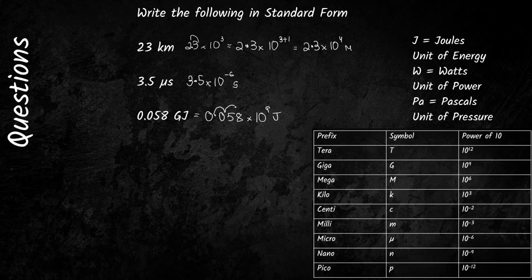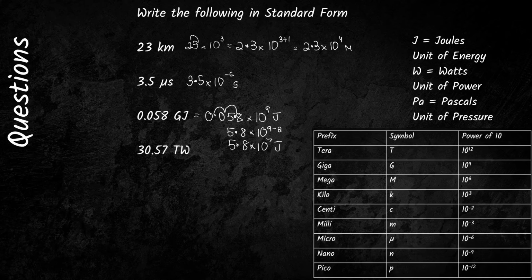So 1, 2. Now this becomes 5.8. We have one digit to the left of the decimal place, so we're good. Moving the decimal place to the right means I've got to subtract from the power of 10. Because I moved 2 decimal places to the right, I need to subtract 2 from the power of 10. So this becomes 5.8 times 10 raised power 7 joules. This is going to be your answer.